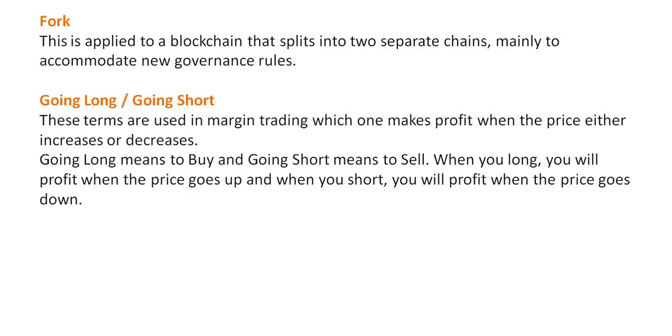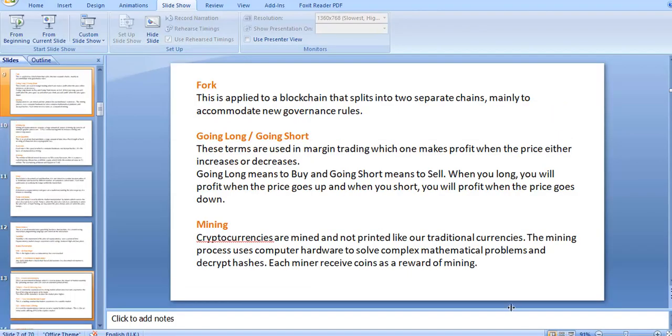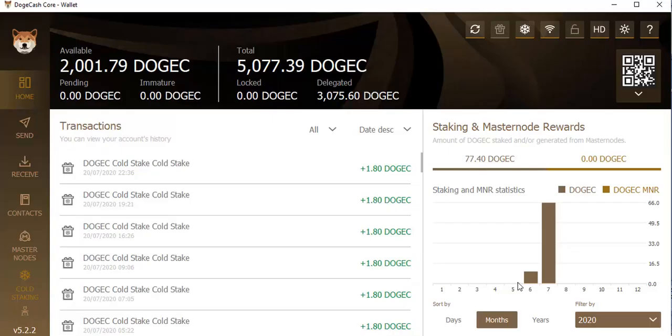So we have mining. Cryptocurrencies are mined and not printed like our traditional currencies. The mining process uses computer hardware to solve complex mathematical problems and decrypt hashes. Each miner receives coins as a reward for mining. So in terms of mining as well, still using Dog Cash as an example, these are my rewards, right? I'm mining and also staking this.